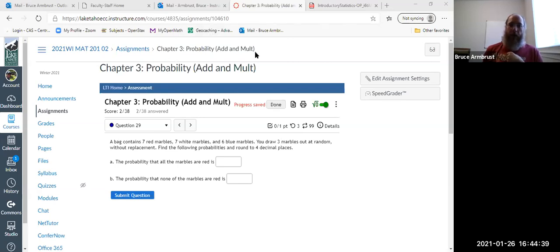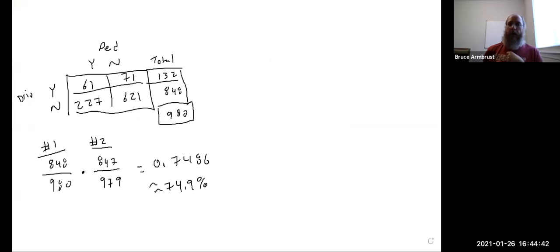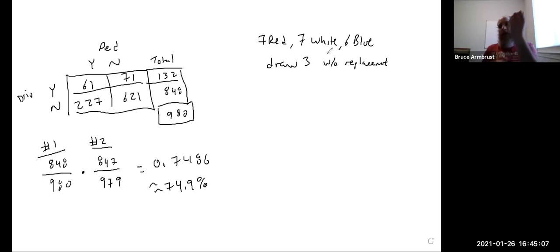All right, well, let's go back to the whiteboard and see what we can do with this. Here are the important bits. We had 7 red, 7 white, and 6 blue. We're going to draw 3 without replacement. So I reach in, I pull out a marble. Hey, it's white. That white one's gone. Now I reach in, I draw another one, another one. Okay, so part A was what's the probability that all of them are red?